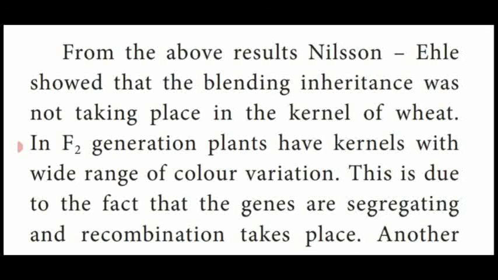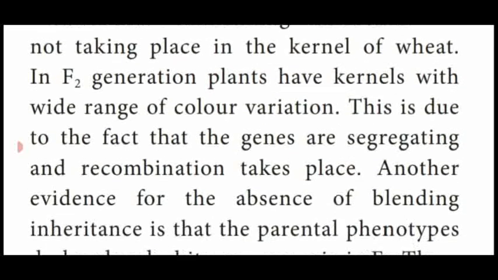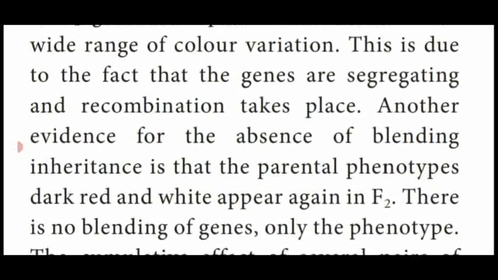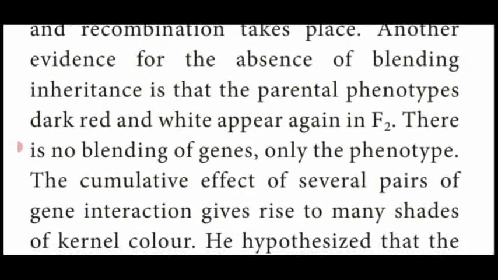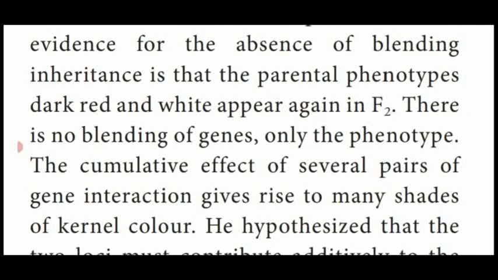The F2 generation plants show a wide range of color variation. This is because the genes segregate independently and are inherited, so the parental phenotypic ratio, dark red and white, appears again in the F2 generation. There is no hiding or blending of genes. Only the phenotypic ratio is varied. The cumulative effect of several pairs of gene interaction gives rise to many shades of kernel color.